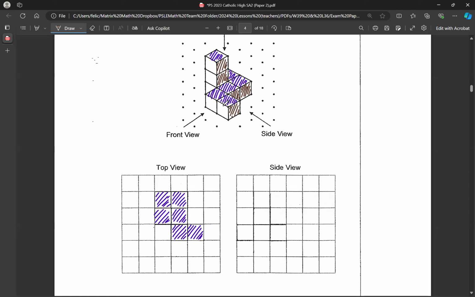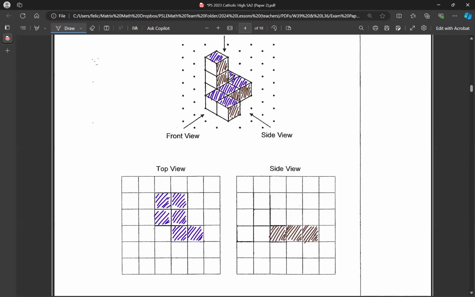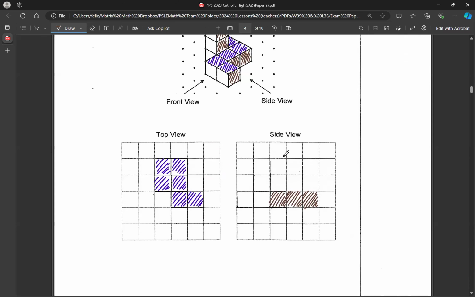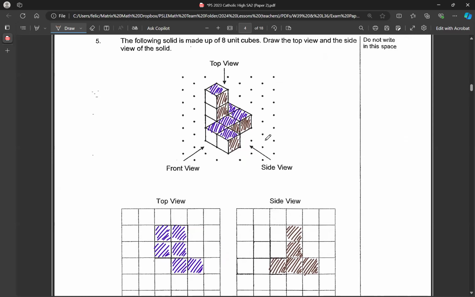So let's do from bottom to top. So bottom, I should see 1, 2, 3 squares in a row. So 1, 2, 3. Okay. Next will be in the middle here, 1, 2. Okay, so stack them. All right, that's it. So side view 1, 2, 3, 4, 5, 5 squares. Okay.